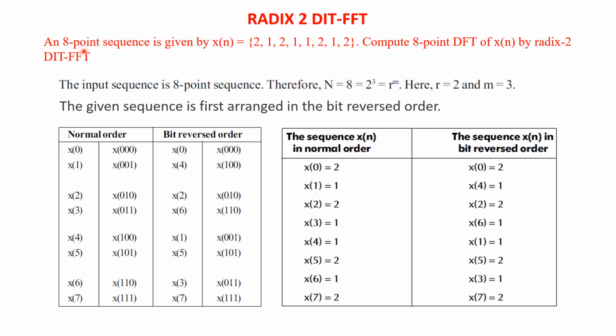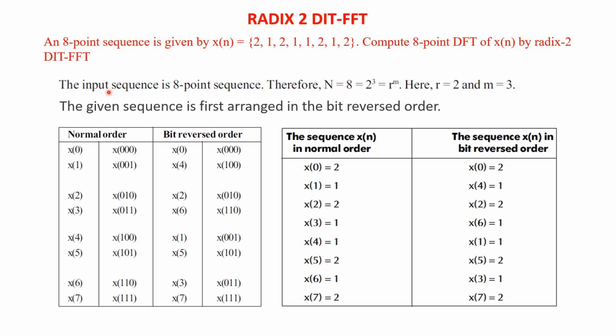So here we have a question. An 8-point sequence is given by x of n is equal to 2, 1, 2, 1, 1, 2, 1, 2. The question asks us to compute the 8-point DFT of x of n by radix 2 DIT FFT. From the given question, we can conclude that the sequence is of 8 points, and they have specified the method to find the DFT using radix 2 DIT FFT.